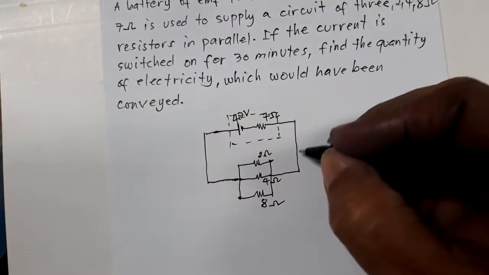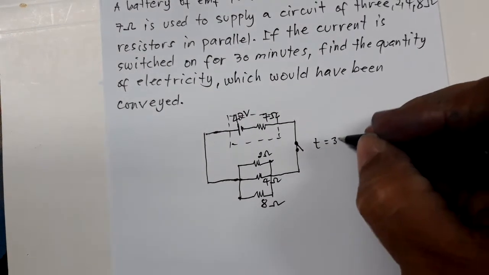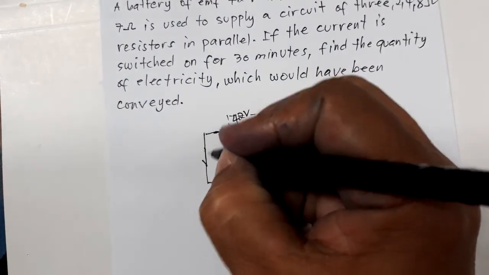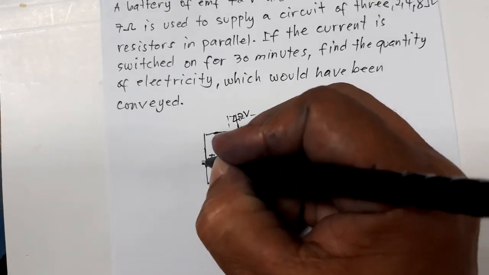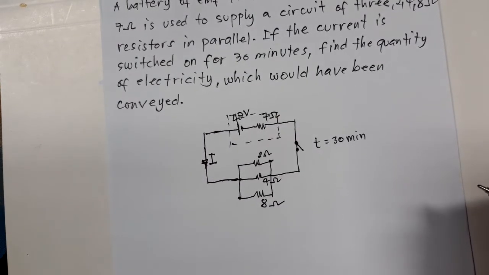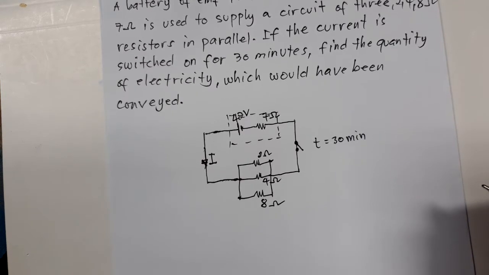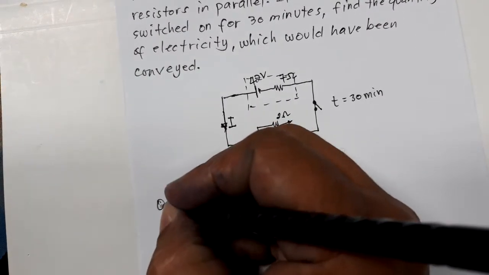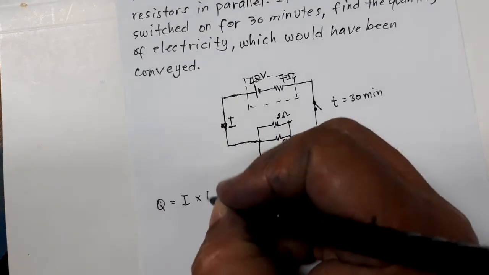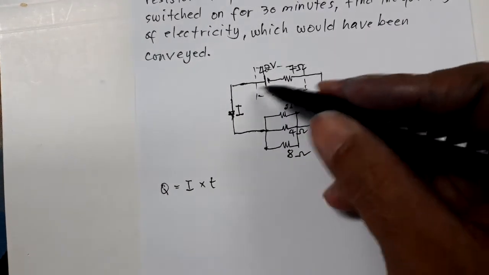So what is the quantity here? Let's say there's a switch, and the time here is 30 minutes. What is the quantity here? This is of course the current flowing here. How much quantity is being conveyed by this circuit? Remember, the formula of quantity is current times the time.